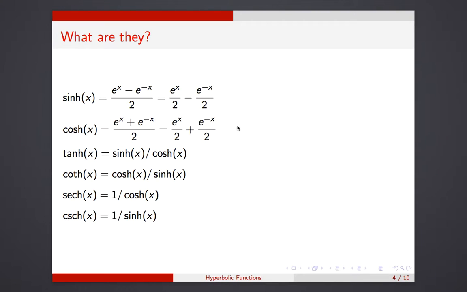The other 4 hyperbolic trig functions are defined just like you would expect. Hyperbolic tangent is hyperbolic sine over hyperbolic cosine, just like normal tangent is normal sine over normal cosine. Hyperbolic cotangent is hyperbolic cosine divided by hyperbolic sine, just like normal cotangent is normal cosine over normal sine. You get the idea, right? Secant and cosecant are also defined as you would expect. So here are the 6 hyperbolic trig functions.